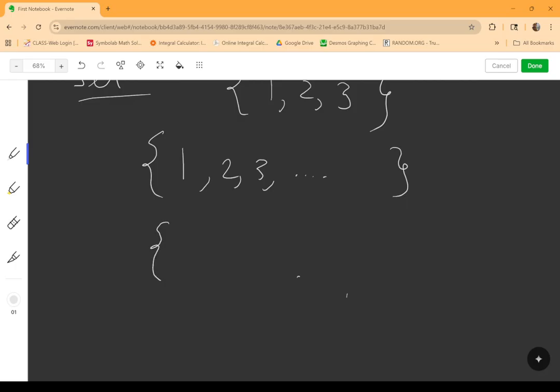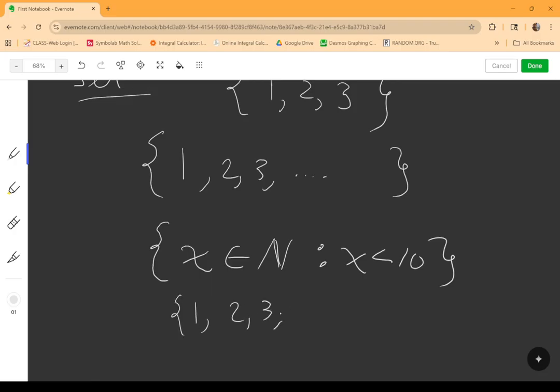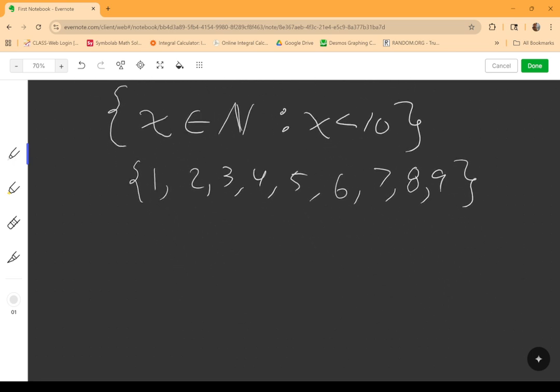We can also provide more detail or more restrictions on the type of set using this type of notation. This is called set builder notation. So when you write something like this, the way you read it is that x is a natural number such that x is less than 10. This is just another way to write 1, 2, 3, 4, 5, 6, 7, 8, 9. Strictly less than, so it does not include 10.